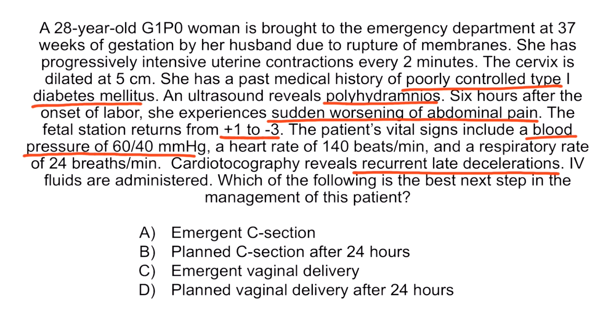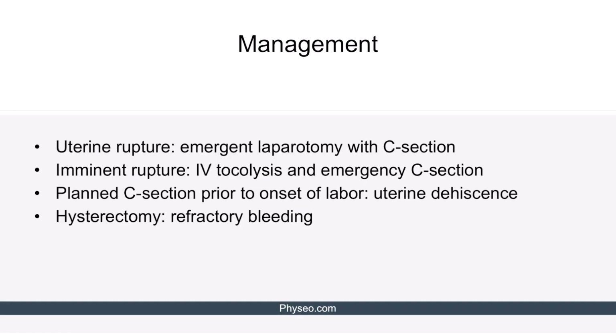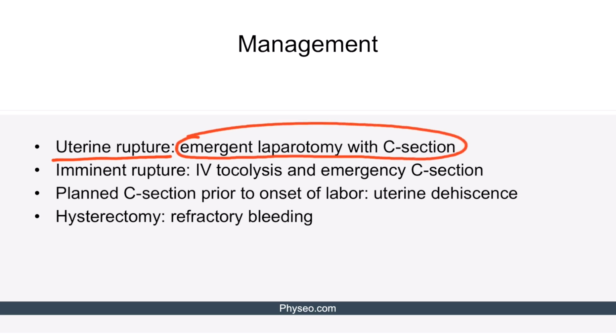Uterine overdistension by polyhydramnios possibly predisposes the patient to uterine rupture. So the best next step in the management of this patient is emergent C-section. So the correct answer is option A. Here's a slide reminding us of the management of uterine rupture. Recall that in cases of uterine rupture, emergent laparotomy with C-section should be performed immediately.